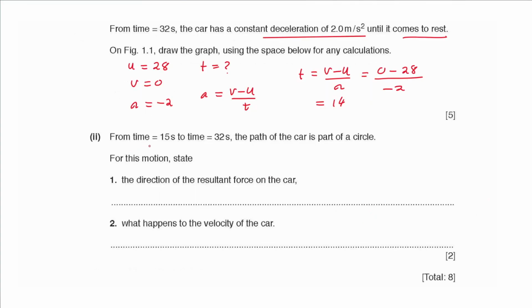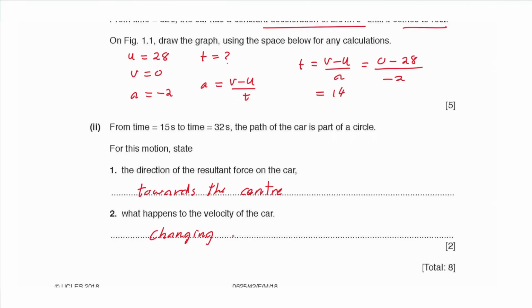Part (b)(ii) says from time 15 seconds to time 32 seconds, the path of the car is part of a circle. So we're moving with constant speed in a circular path. For this motion, state the direction of the resultant force on the car and what happens to the velocity of the car. The direction of the resultant force is always towards the center of a circular path. And for the velocity, it is changing, although the speed is constant, because the direction is changing.